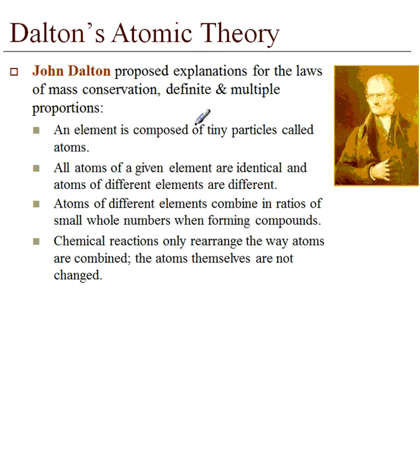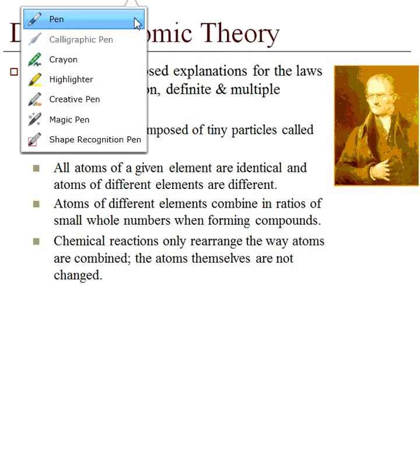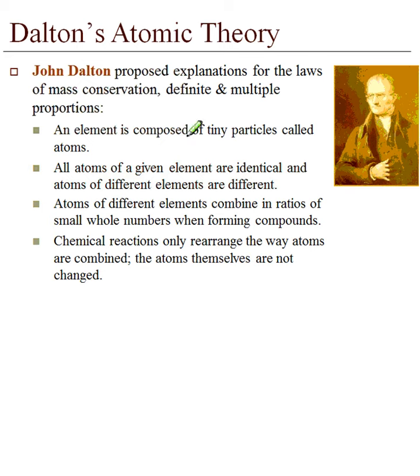First and foremost, John Dalton, back in the early 1800s, is considered the father of atomic theory. He proposed 4 ideas. First, an element is composed of tiny particles called atoms. That was kind of a throwback to what Democritus had said. He said that all atoms of a given element are identical. We know that's not true anymore because you learned about isotopes, so that's a key thing to remember for the test, that he was wrong about that.